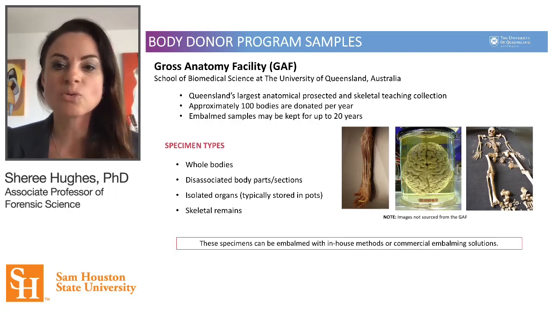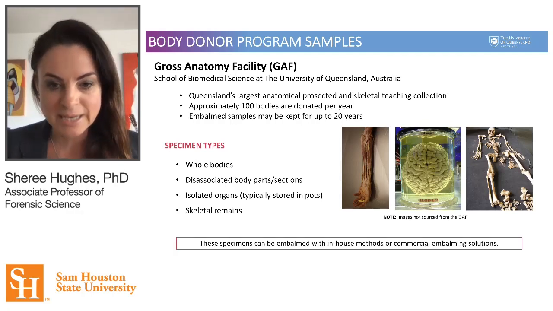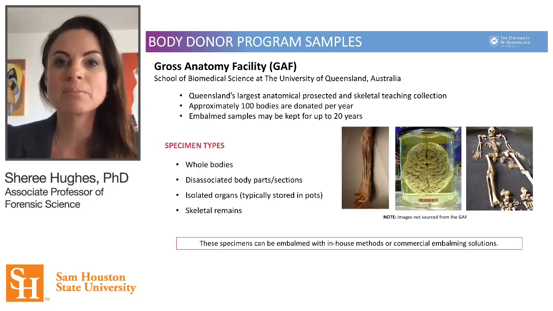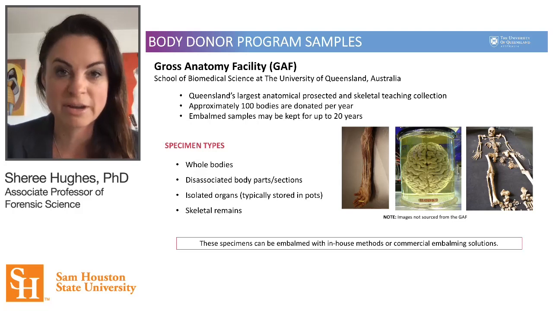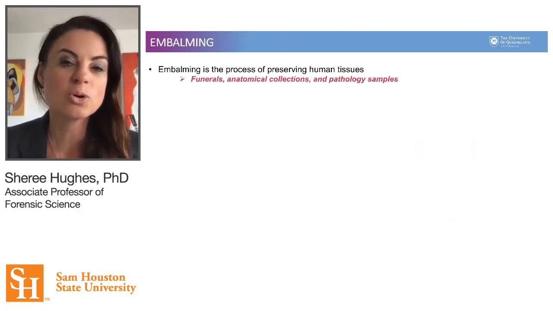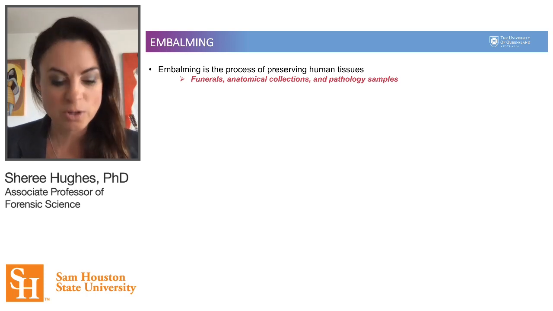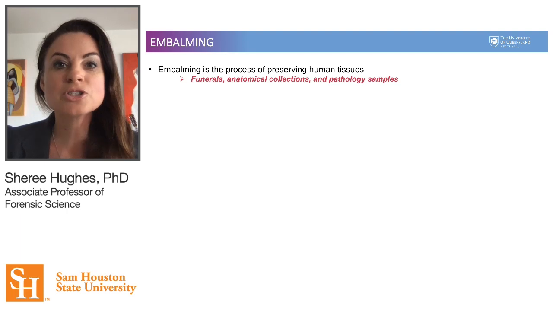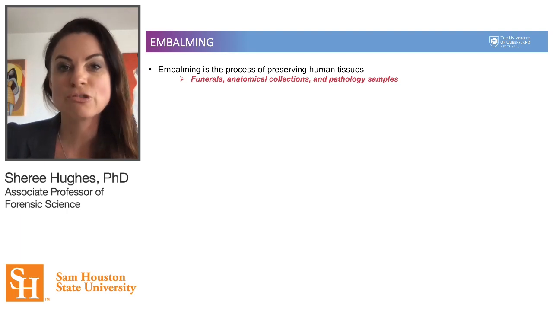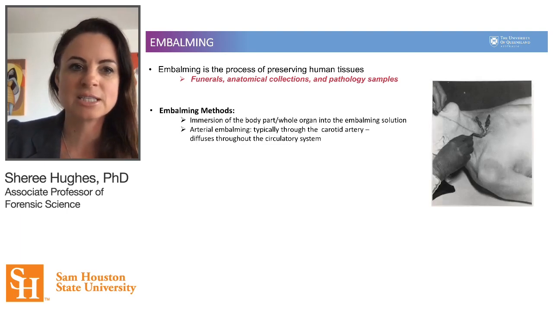But these specimens are all embalmed and preserved with embalming solutions, which could either be commercial or in-house versions. So there's a lot of variation. But embalming, of course, is there to preserve the human tissues. It's used within funeral homes, within these types of anatomical collections and pathology to preserve the tissues, but it also greatly degrades and damages the DNA.